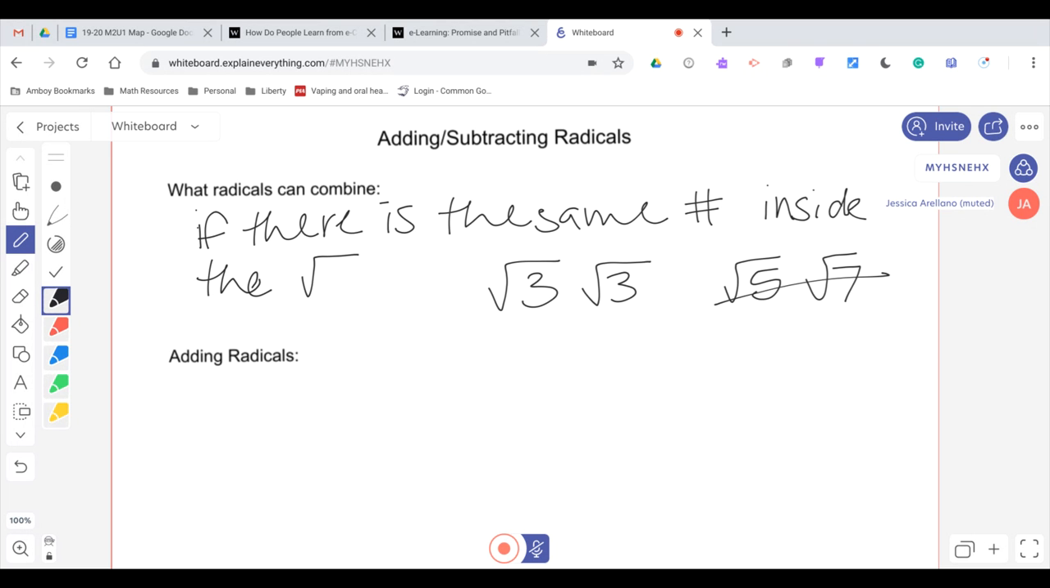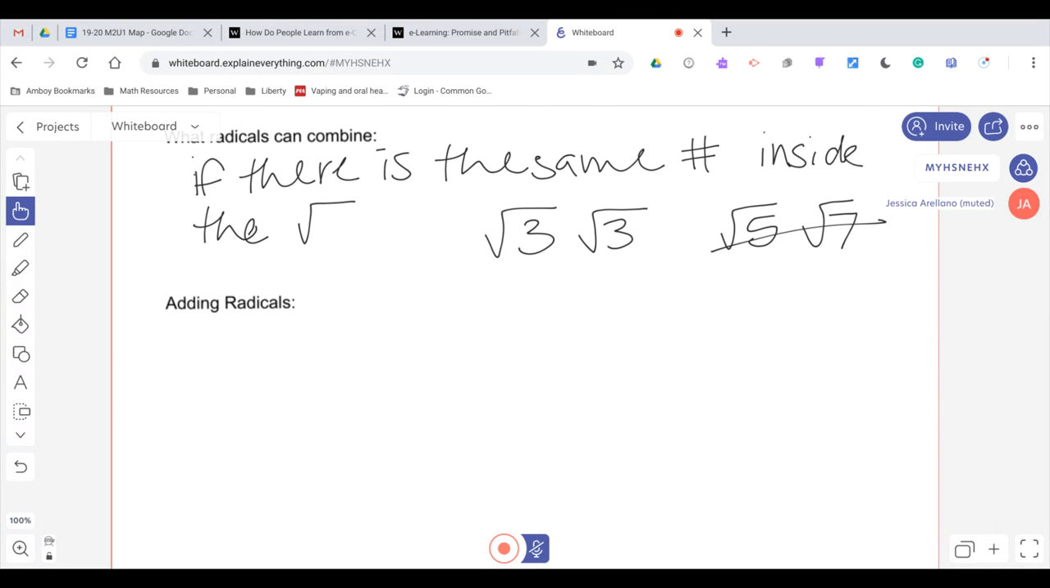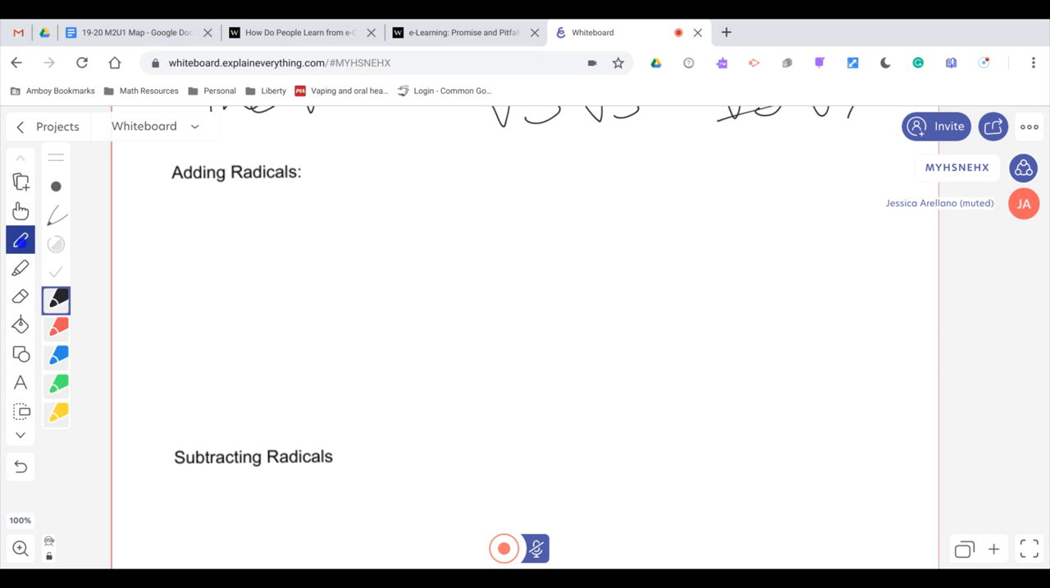Nope, no combining, okay? And when we add or subtract them, we're really just adding and subtracting the numbers on the outside of the radical. We're really going to treat the numbers inside the radical, if they're simplified, as if they are variables. They're kind of just along for the ride, okay? So let's try adding a couple radicals.